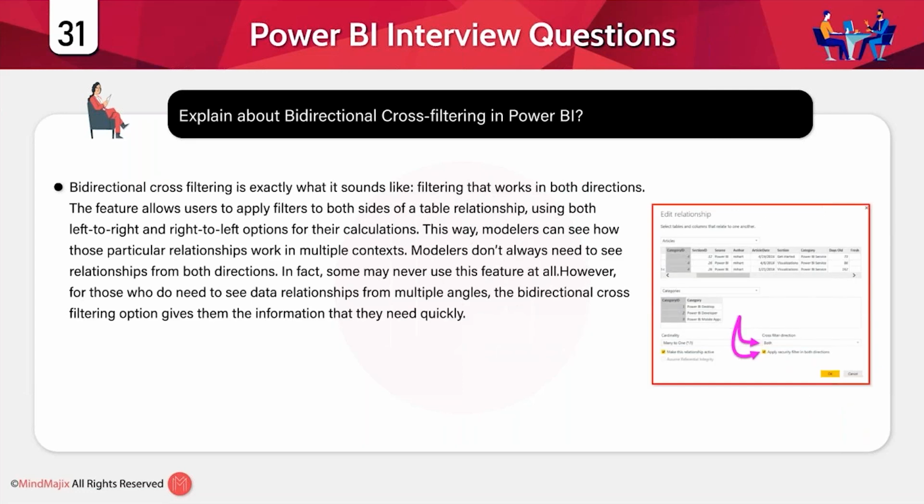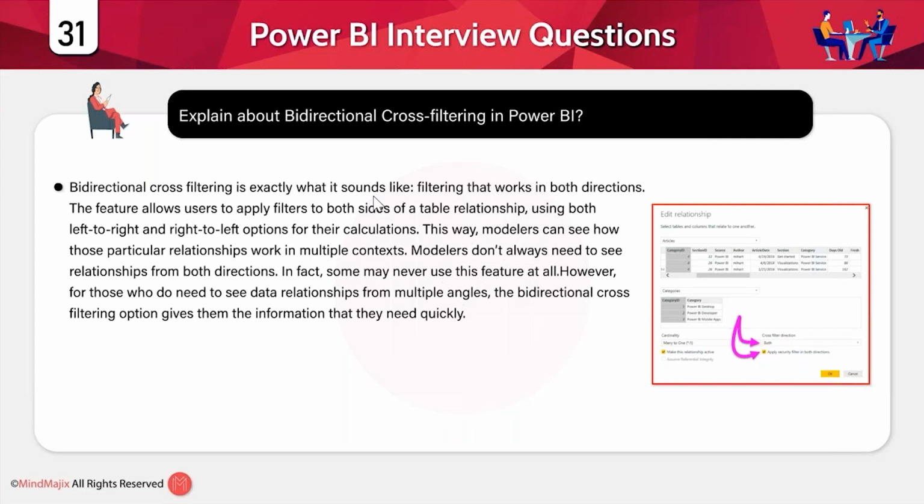Okay, now let's understand what we mean by cross filtering, bidirectional cross filtering in Power BI. As you can see on the screen here, this is how we create a bi-directional cross filtering in Power BI. Basically, it is exactly the way it sounds: filtering that works in both directions. The feature allows users to apply filters to both sides of the table relationship.